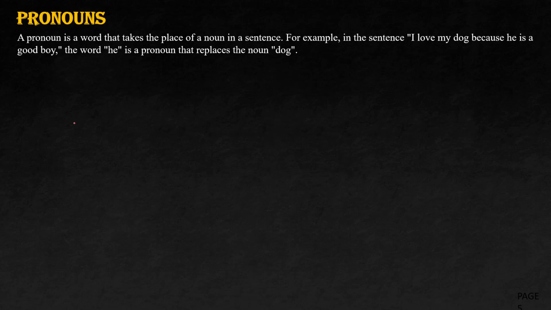Now the pronouns. A pronoun is a word that takes the place of a noun in a sentence. For example, in the sentence, I love my dog because he is a good boy, the word he is a pronoun that replaces the noun dog. Okay. Now, the types of pronouns.